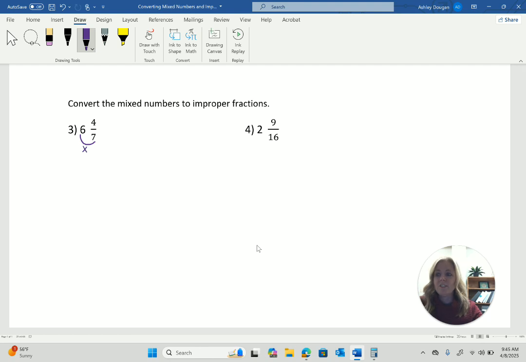6 times 7 is 42. And then I'm going to add the numerator. 6 times 7 is 42, plus 4 is 46, and that's the numerator of my improper fraction. So we multiply, then add. Then the bottom number just stays the same. So it's just a 7. So 46/7 would be the improper fraction. So multiply and add.